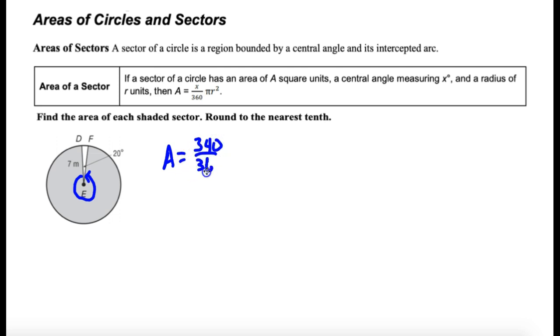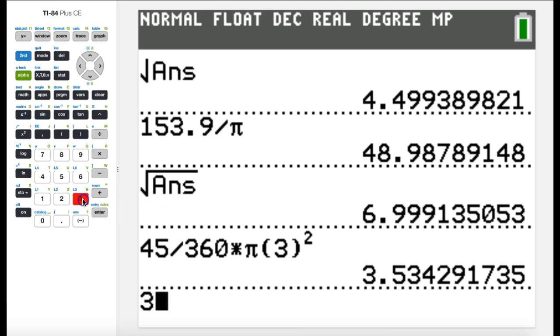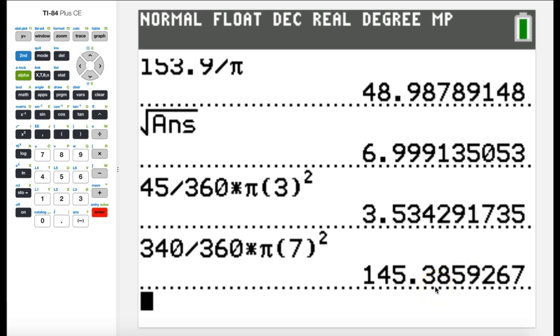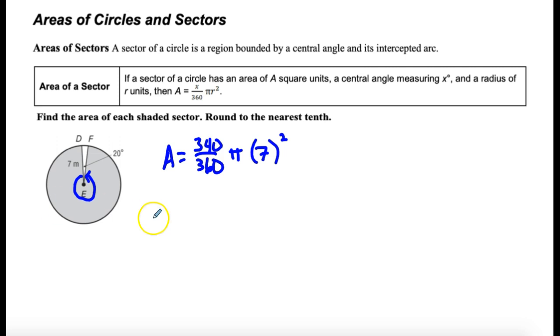So my fraction here is going to be 340 over 360 times pi times the radius, which we're given is 7 squared. And again, I can plug that whole thing into the calculator. So 340 divided by 360 times pi times the radius of 7 squared, like that. And if I round this to the nearest tenth, this would be 145.4, because since this value is 5 or greater, this would round up. So 145.4.